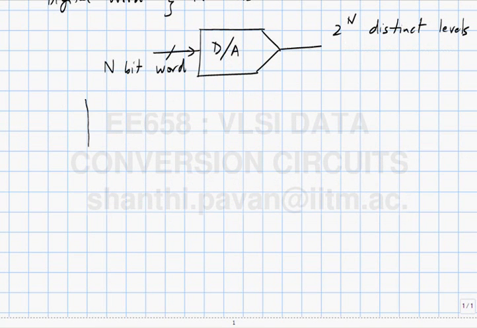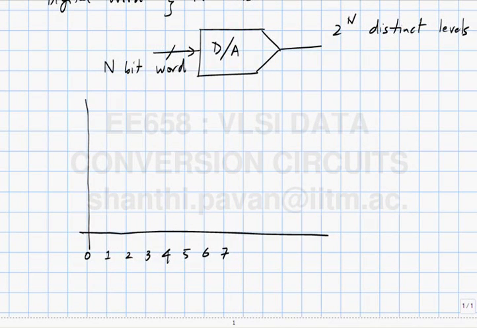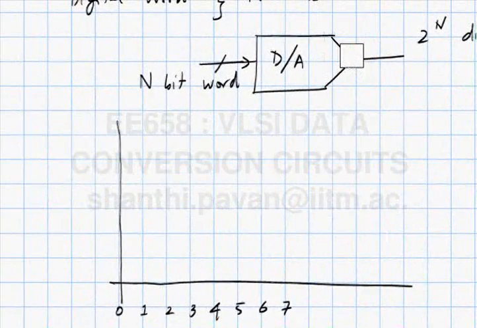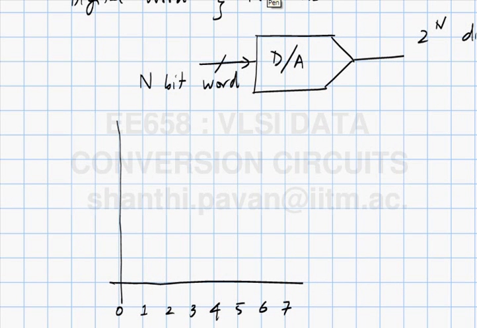So in other words, if I plotted on the x-axis, what should be there on the x-axis now? If I want to characterize this D to A converter, what should be there on the x-axis? The digital code. So I will take again a 3-bit example. So the codes will be 0, 1, 2, 3, 4, 5, 6 and 7. When the digital code is 0, perhaps you want no output. When the digital code is 1, you want something like this.